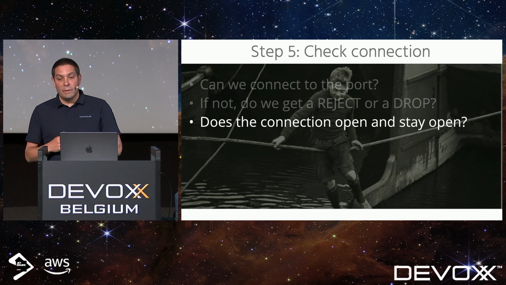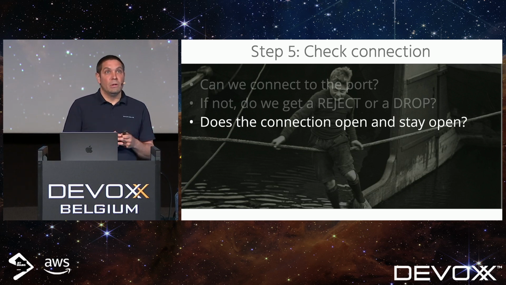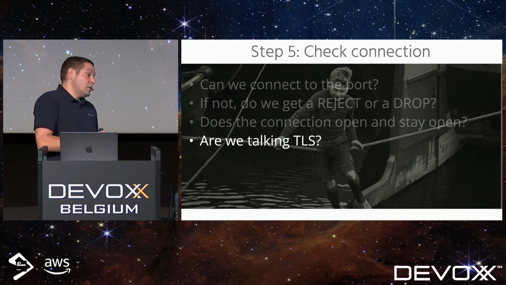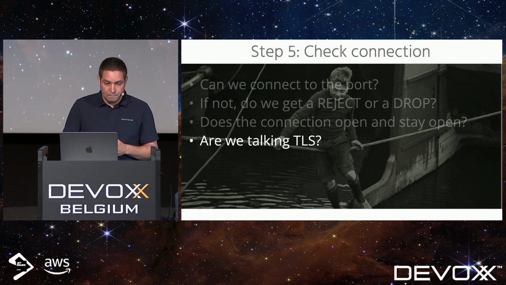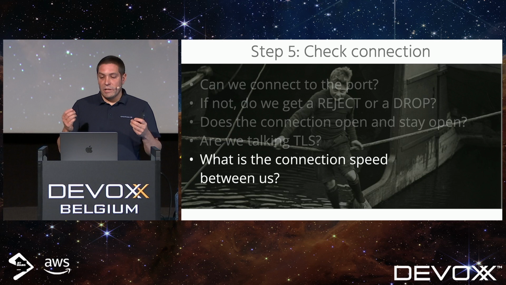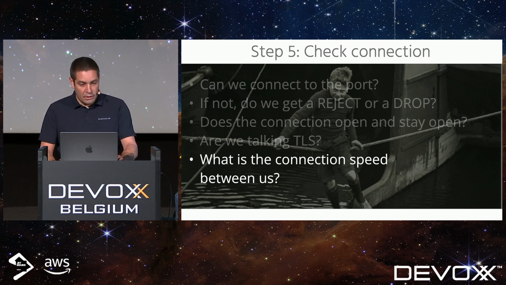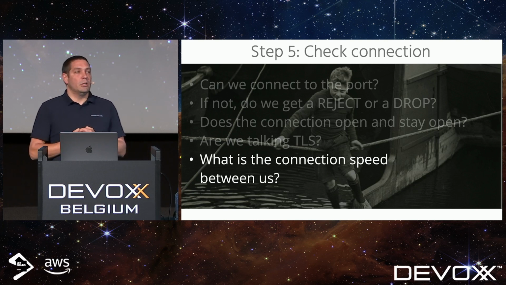So is the connection open and does it stay open? If it immediately closes, there may be some firewall or proxy in between. Are we talking TLS, so is the connection encrypted? If so, it becomes a bit more difficult. And what is the connection speed between us? Is the connection fast enough? So let's dive in there, but not before I give you a public service announcement.